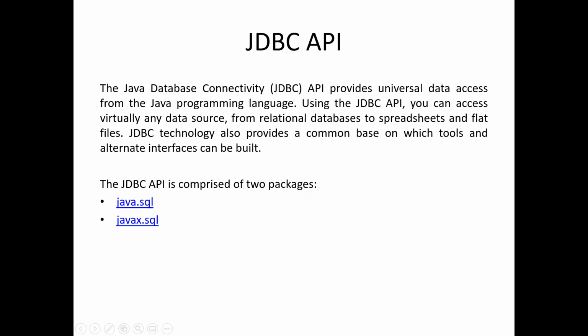Now we will see the meaning of the JDBC application programming interface. What are the available packages to communicate from a Java application to the database? Here we have two different packages: the java.sql.* package and the javax.sql.* package. If we consider either one of these two packages, we can definitely communicate from the Java application to the database. The Java JDBC API provides universal data access for the Java programming language.